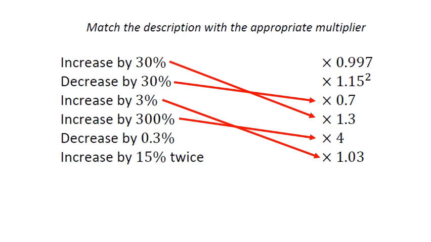To decrease by 0.3, you need to subtract 0.3 from 100. You get 99.7%, which is why it's 0.997 as a multiplier. The last one is the one that's most useful here, I think.